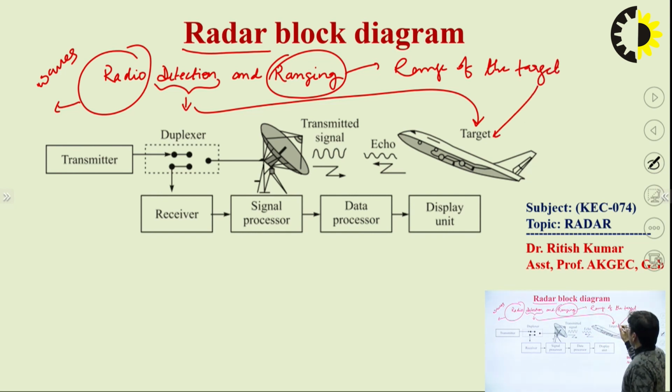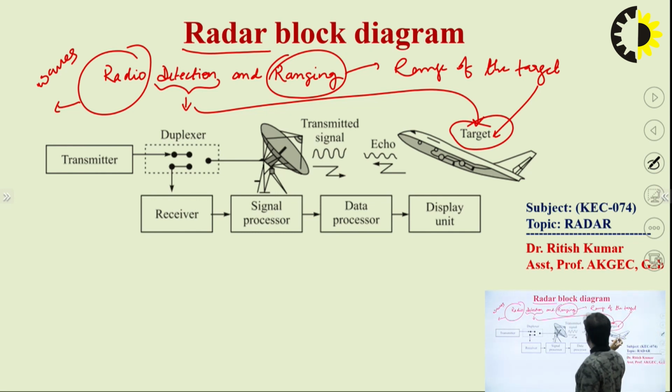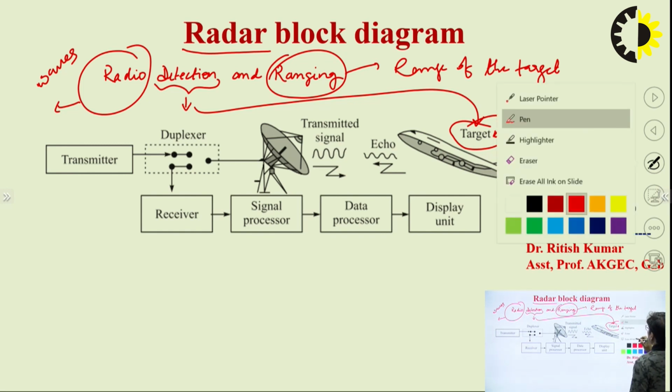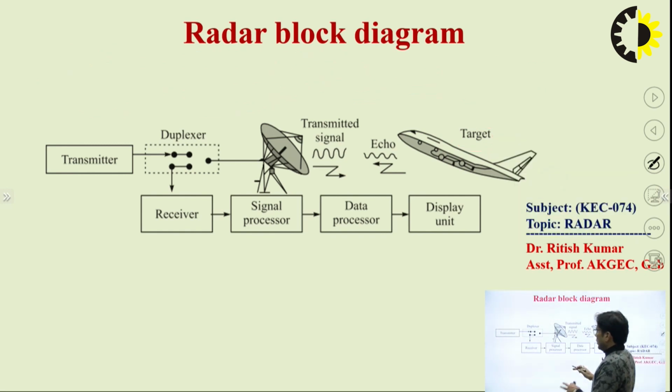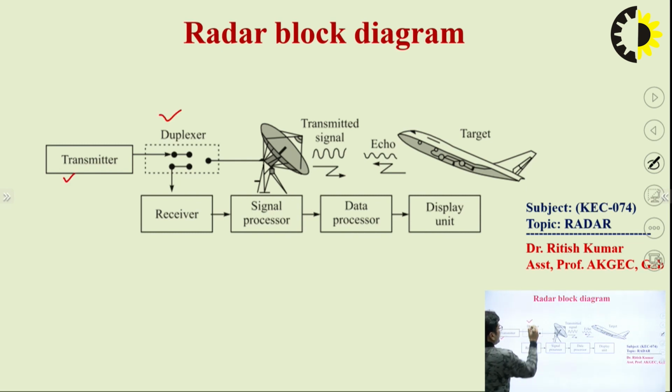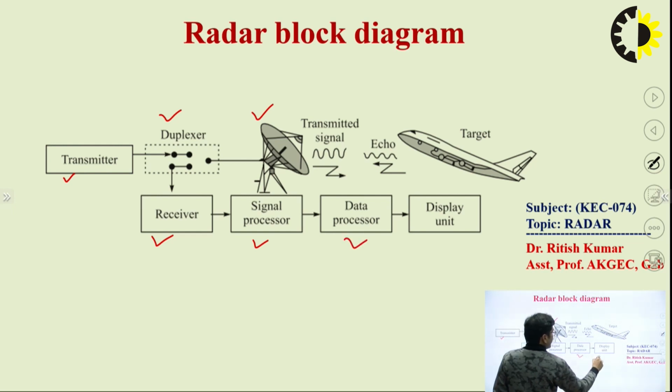That target could be anything, right? Here I have taken the target as an aeroplane. Now I have mentioned the basic block diagram of the radar here. Now you can see transmitter is here, duplexer switch is here, antenna is here, receiver is here, signal processor is here, data processor is here, unit display, and the target, right?